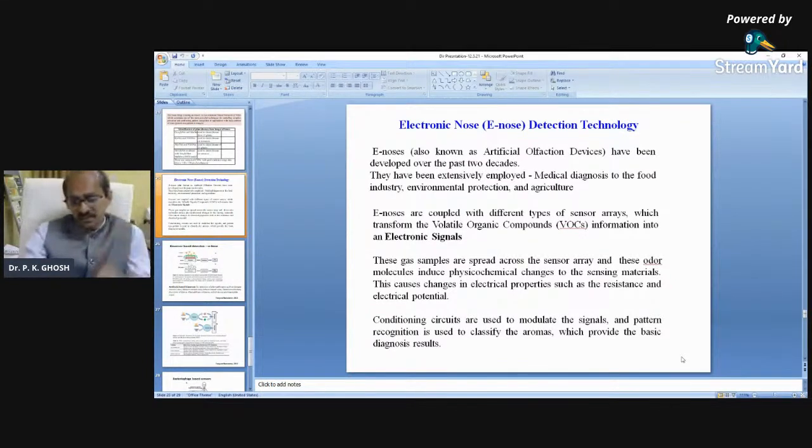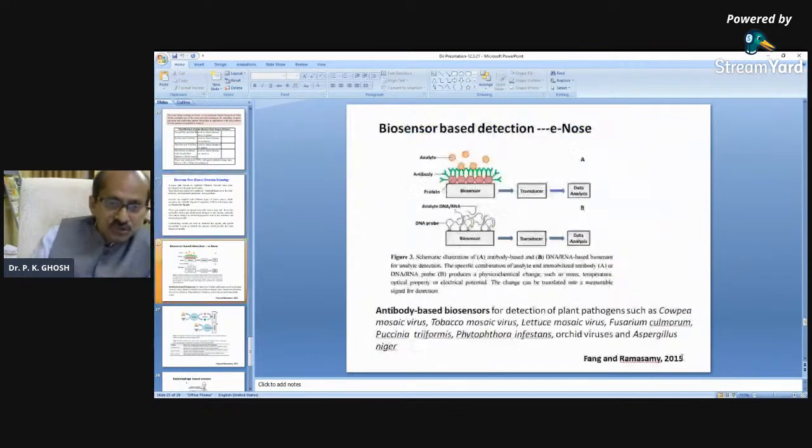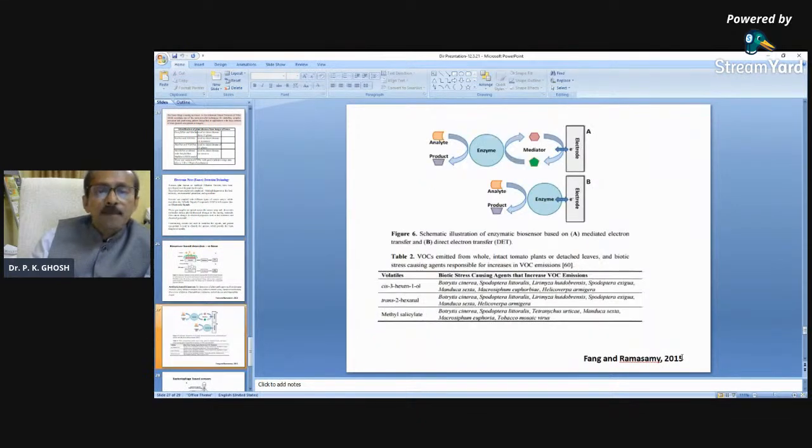So it is a very effective sensor-based electronic nose that we can use, and it is being used also. Now, biosensor-based detection, this is how the e-nose works. As I mentioned, it is an antibody-based sensor. When you talk of the e-nose, these antibody sensors can also detect plant pathogens, and it is being used in many crops listed here.